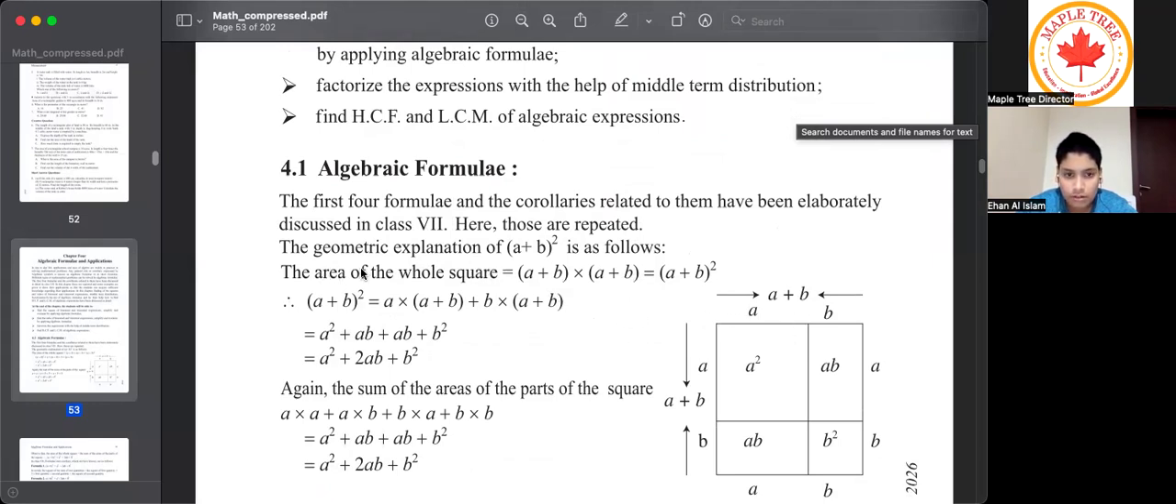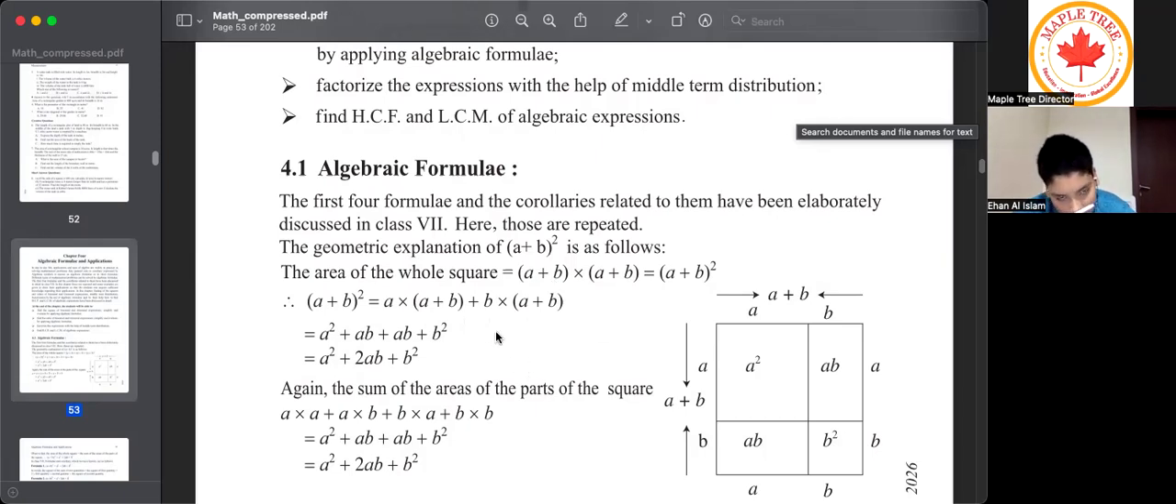The geometric explanation of (a plus b) whole square is as follows. The area of the whole square equals (a plus b) into (a plus b). When there is a square over a number, we need to multiply that number with the same number. So that is (a plus b) whole square, which equals (a plus b) into (a plus b), and this way we can express it.